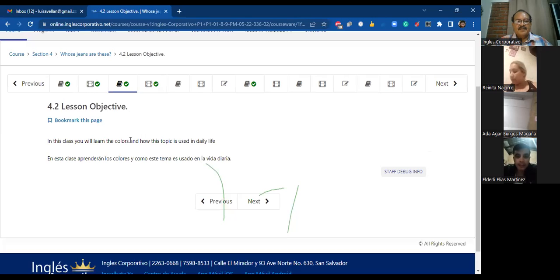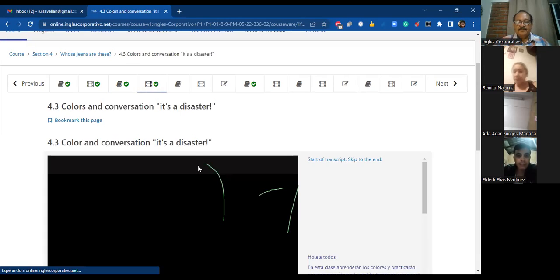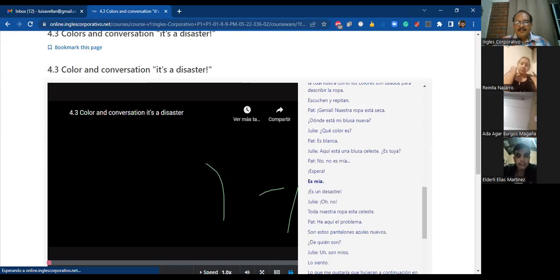Then the next one is colors. Para combinar una descripción de colores de prendas de vestir, we need the colors. Okay, and in the colors.